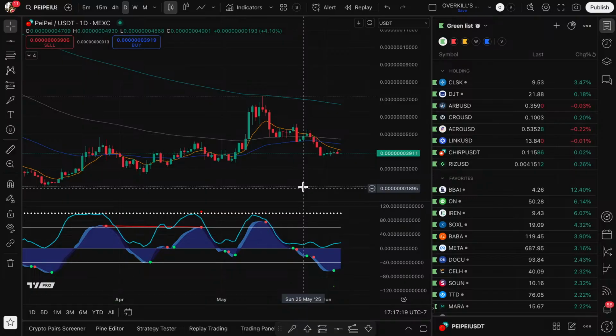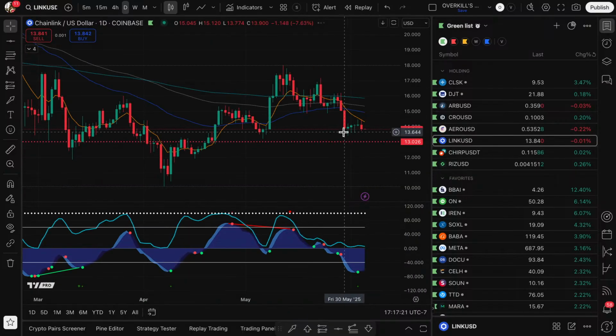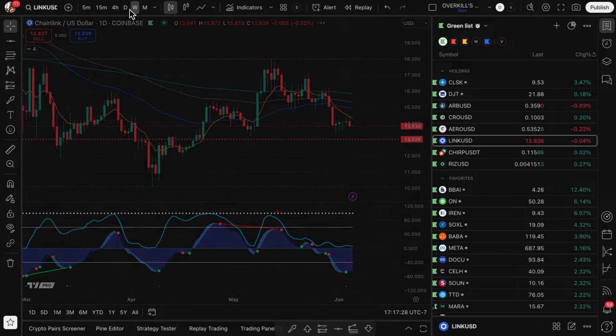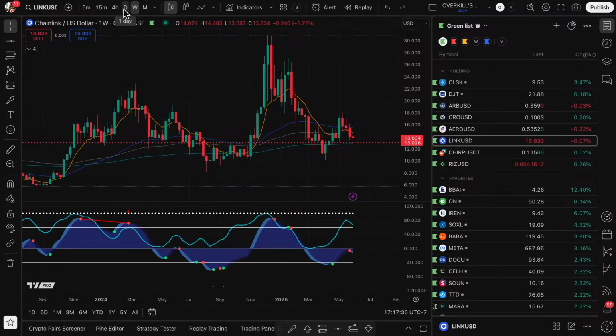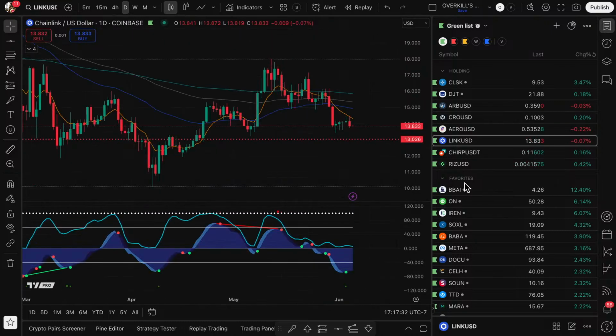I got my targets to buy. If Chainlink drops back down to 10 again, I'm going to buy more. I'm going to buy more Chainlink at 10. I don't know that it's going to do that, but again, I can't predict the future. But I don't see Chainlink going below $10.